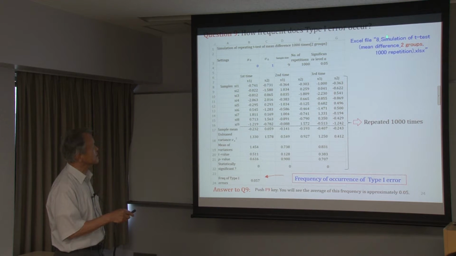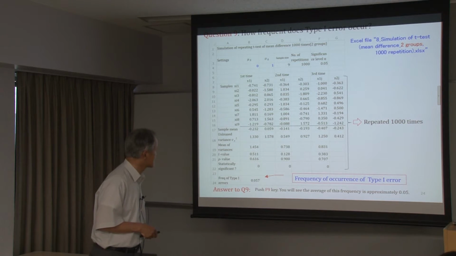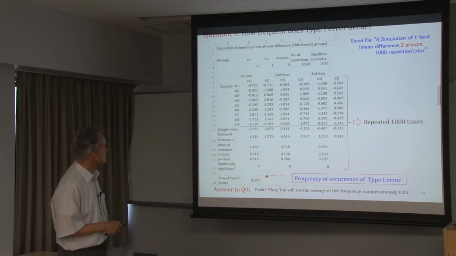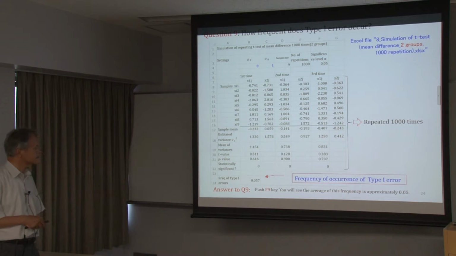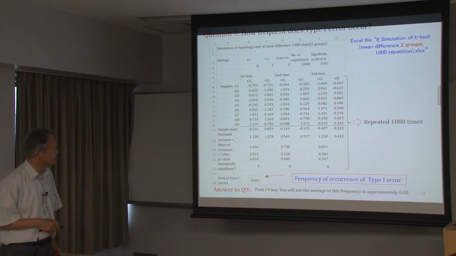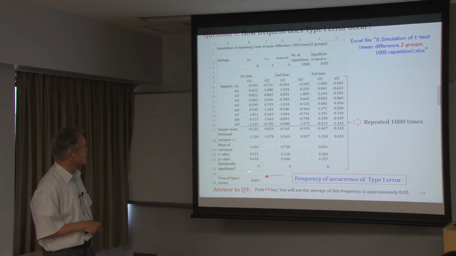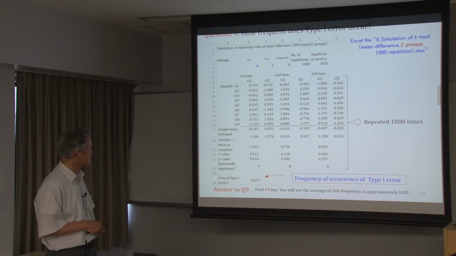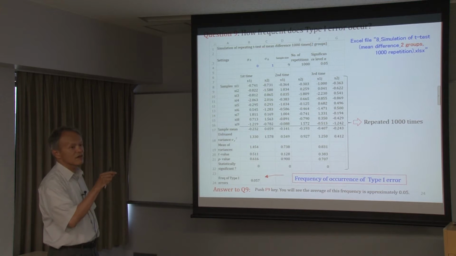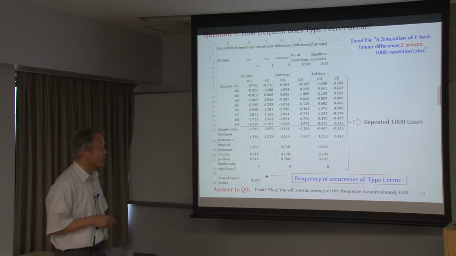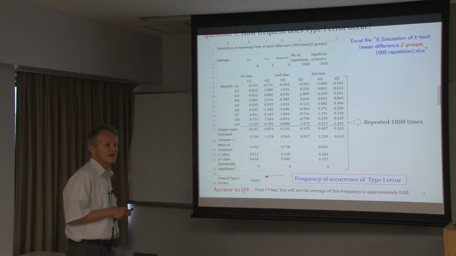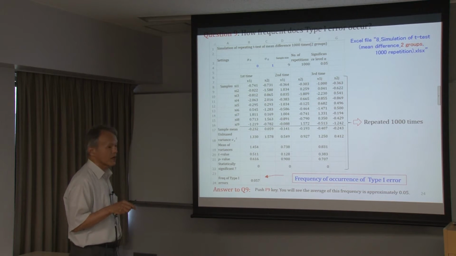So please open this file, number 8, and push the F9 key. The average occurrence of type 1 error is 50 among 1,000 simulations, 5 among 500 simulations.